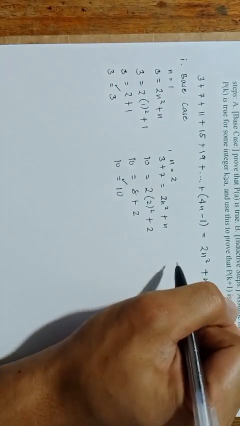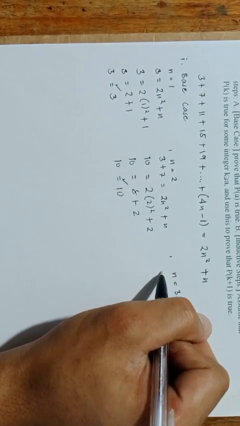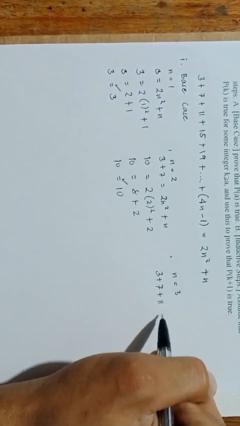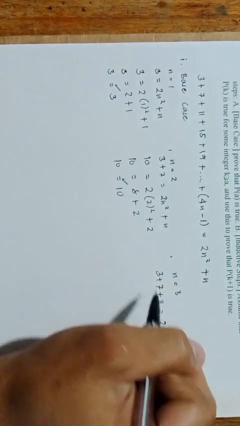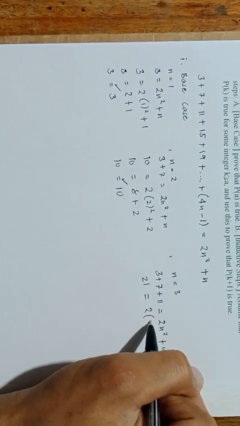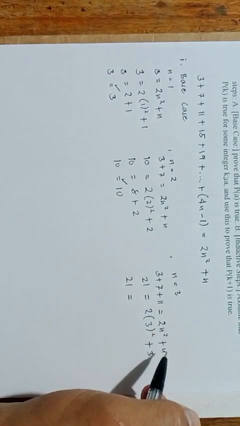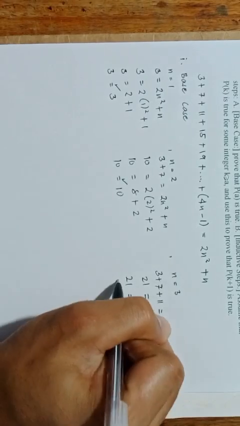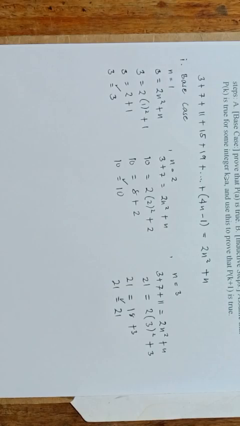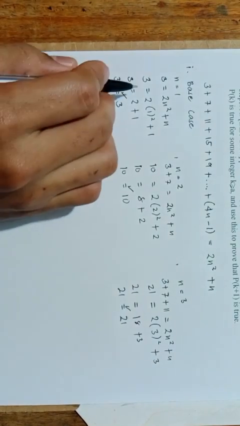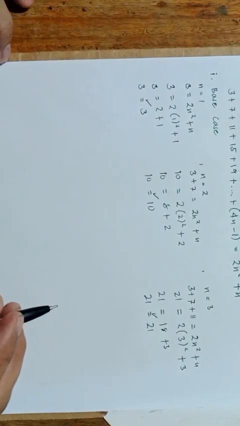Then let's take the third term, when n is equal to 3. So 3 plus 7 plus 11 is equal to 2n squared plus n. 3 plus 7 is 10, plus 11 is 21. It's equal to 2 times 3 squared plus 3. 3 squared is 9, 9 times 2 is 18, plus 3 is 21. So 18 plus 3 is equal to 21. So it's true for the base case. Our base case holds true, and let's proceed to the second step.